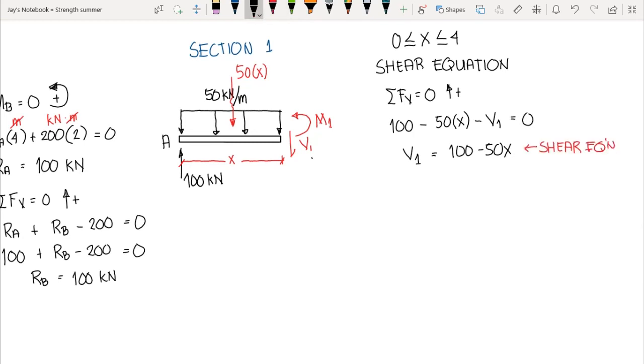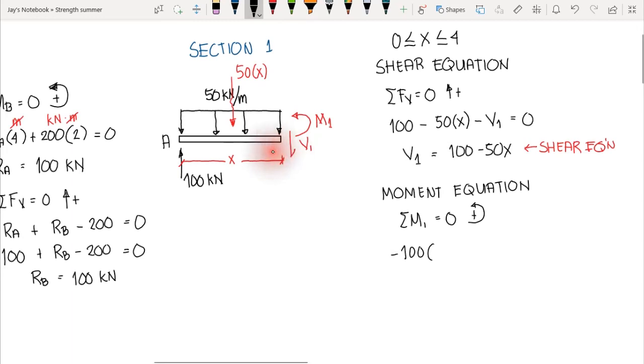Now for the moment equation, we sum up moments from section 1 equal to 0, and all the forces that rotate counterclockwise are positive. So we have 100. Since the rotation of 100 is clockwise, we set that as negative, times the moment arm from section 1, that is x, correct? So we have x. Now the resultant is rotating counterclockwise from section 1, so that's positive 50 times x, that is the resultant.